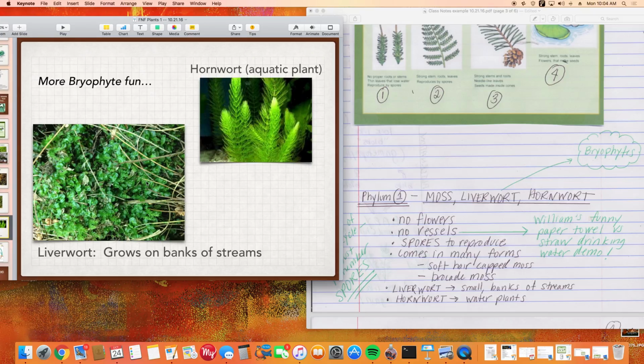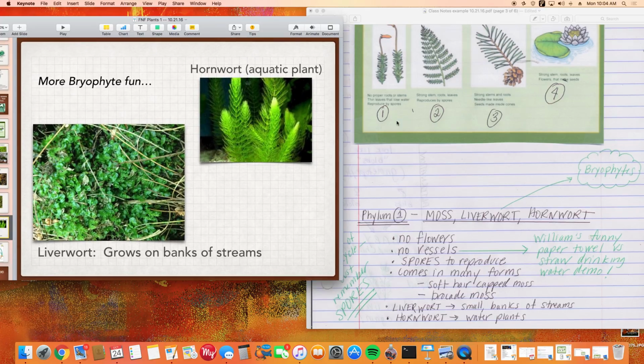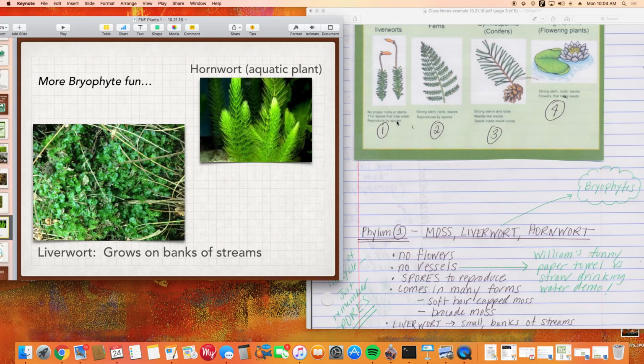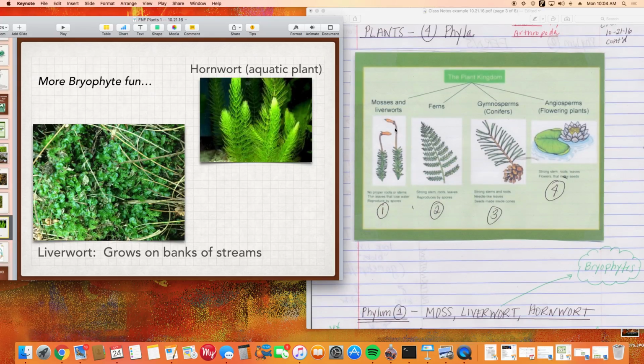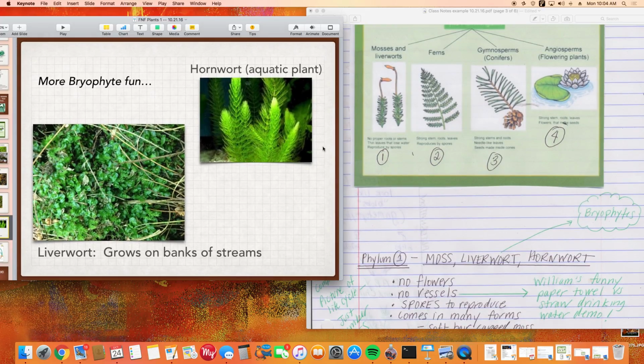So here's an example of a liverwort. If you went to the Tower Hill Botanical Garden tour, we saw these on the fountain. She pointed them out. These grow on banks of streams. And this is a hornwort, which in this case is an aquatic plant. Same thing. These look a little bit bigger, but they still do not have any blood vessels. They don't make flowers, and they reproduce by spores. So that's all you have to know about the mosses. Pretty neat though. See, there's that little spore capsule. So that's phylum 1.